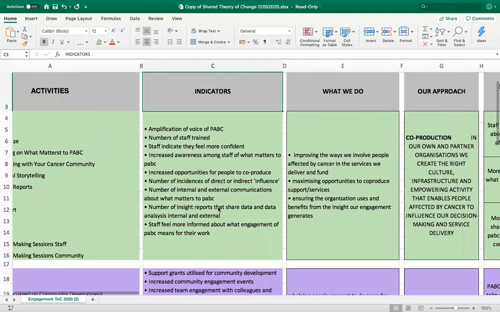An indicator is always expressed neutrally. So where you have numbers of staff trained, number of insight reports and so on, they are all indicators. Indicators are phrased as numbers of, or levels of, or percentages of, or categories of, or types of, or whether or not something, for example. But they are always neutral. They are simply the measure.